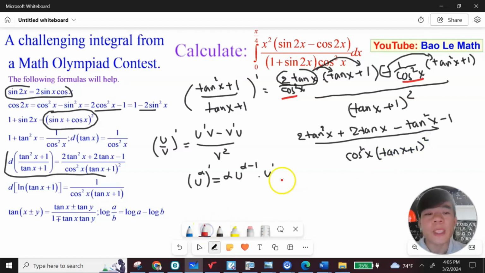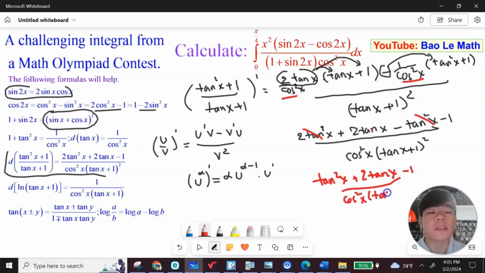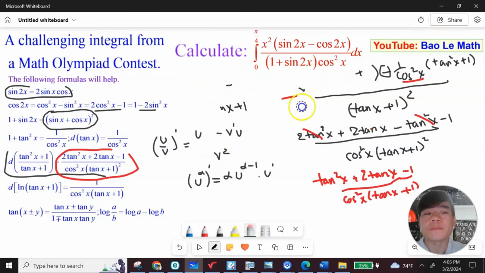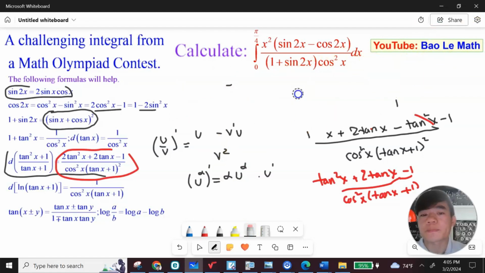So now I just simplify. 2 tangent square of x minus tangent square of x gives tangent square of x, and then plus 2 tangent of x, and minus 1, over cosine square of x times (tangent x plus 1) square. So this is exactly right here. Next, I need to take the derivative of this one, so I need to erase this one.